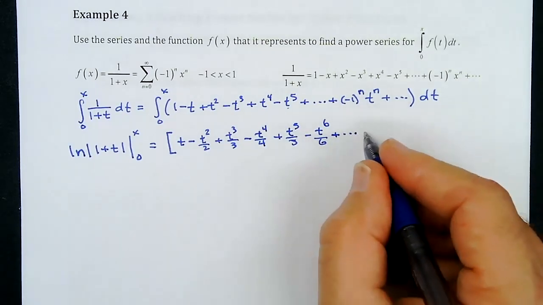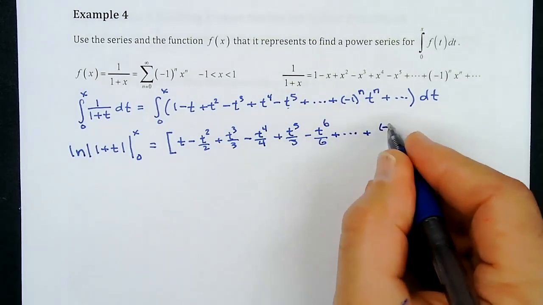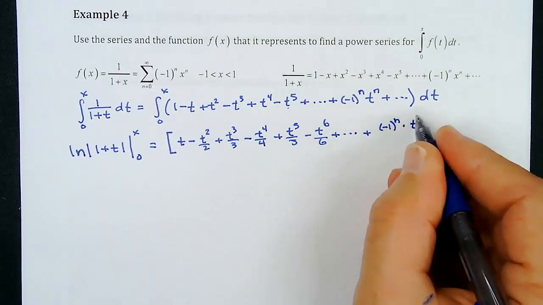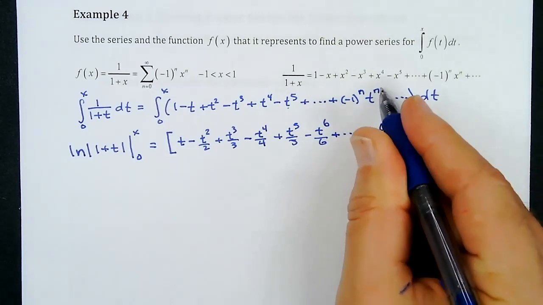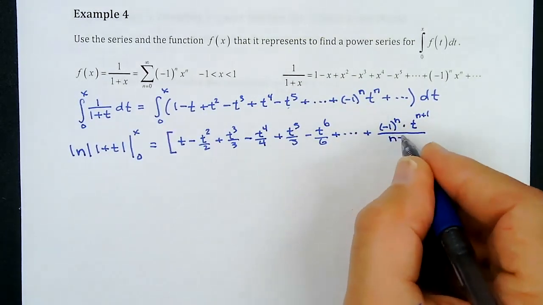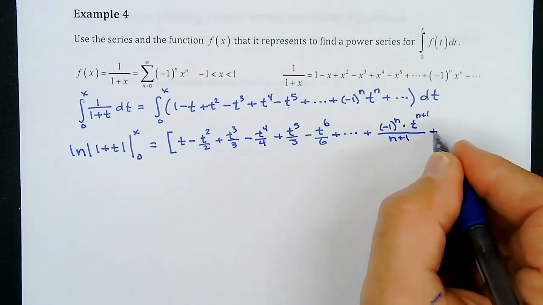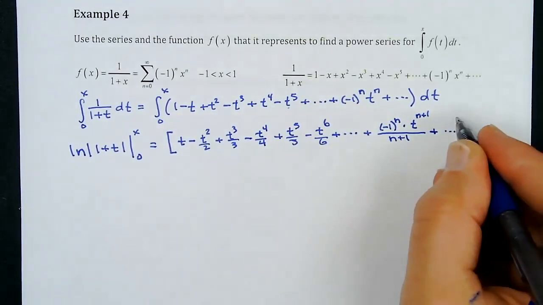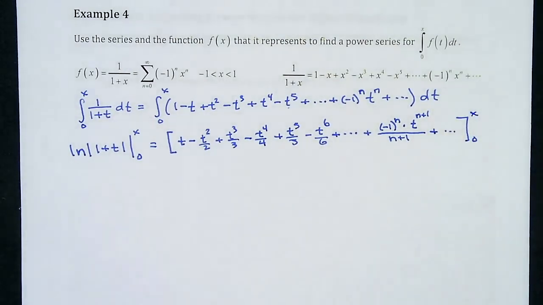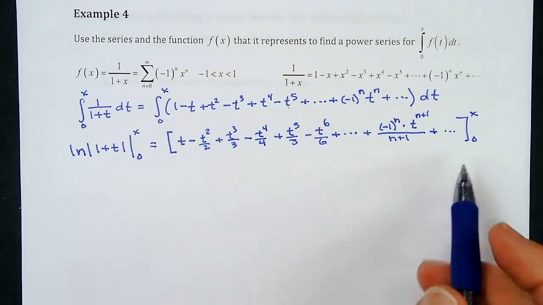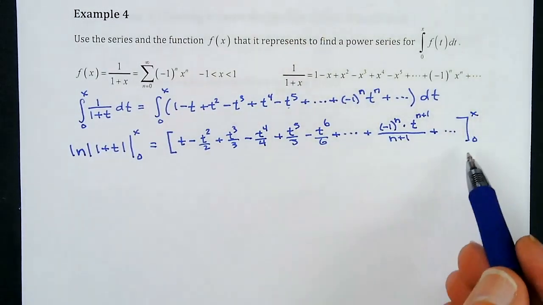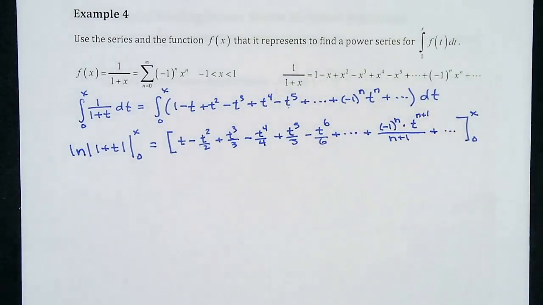And then plus, it would be -1 to the n power times t to the n plus 1 power, right? Because we have to add 1 to the power. And then we have to divide that by n plus 1, plus dot, dot, dot. And then we're going to evaluate this from 0 to x. This is where it gets cumbersome, because we have to put x into this antiderivative, and then minus 0 put into the antiderivative.